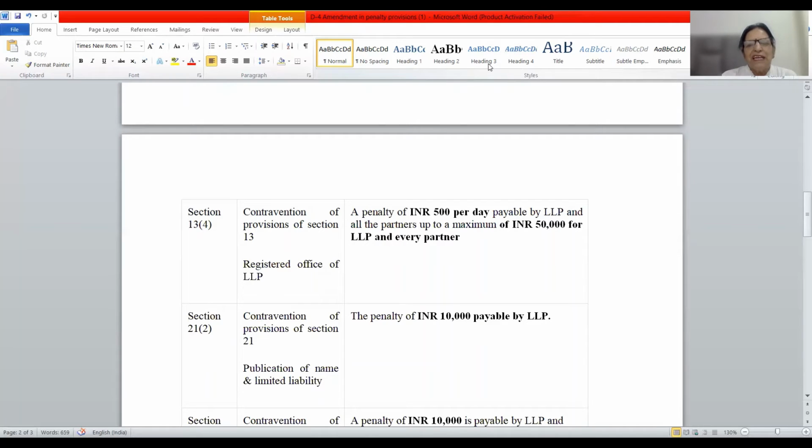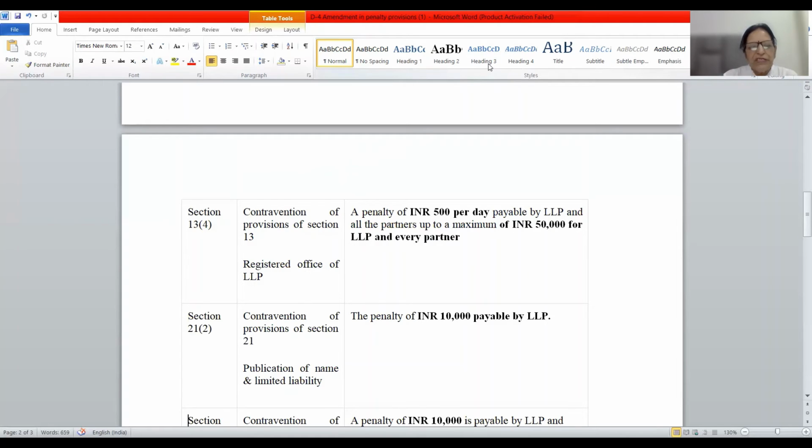So the penalty is here, a penalty of rupees 500 per day, which is payable by the LLP. So the amount is 500 here per day. And all the partners, up to a maximum of rupees 50,000 for LLP and every partner. So the maximum amount is 50,000 rupees here. But per day penalty is 500 rupees for each day.